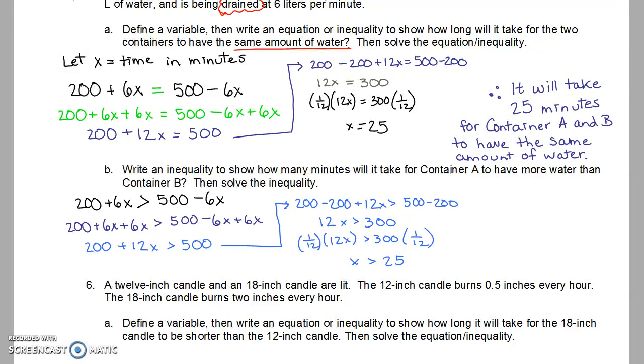Rereading the question, it asks us to show how many minutes it will take for container A to have more than container B. If we plug in a value for x that's bigger than 25, the first minute where container A will have more water than container B is at minute 26. So it will take 26 minutes for container A to have more water than container B.